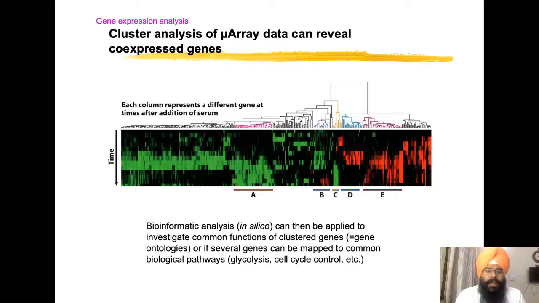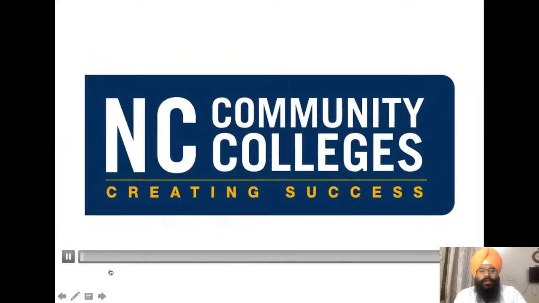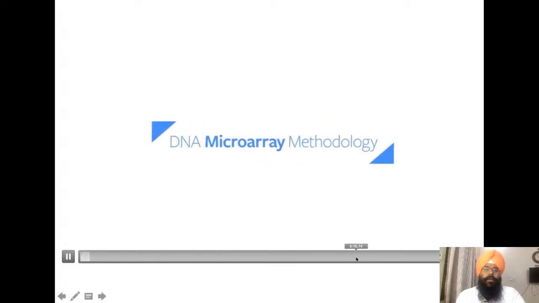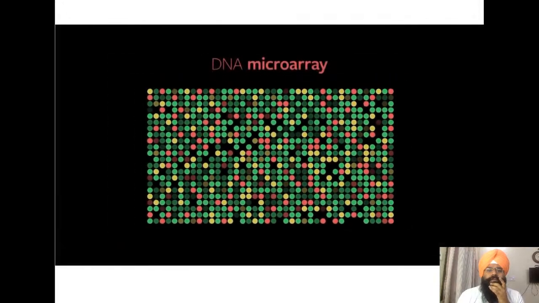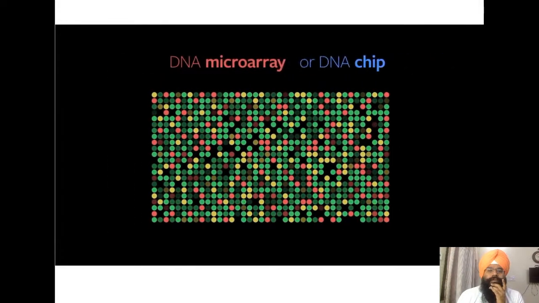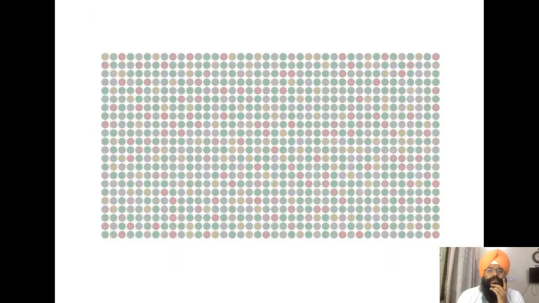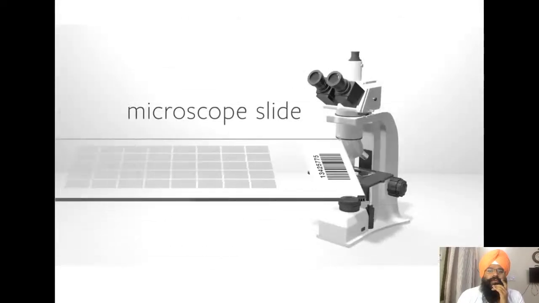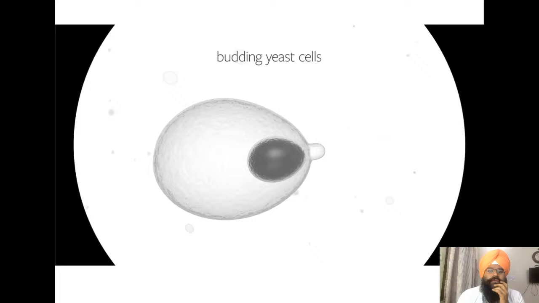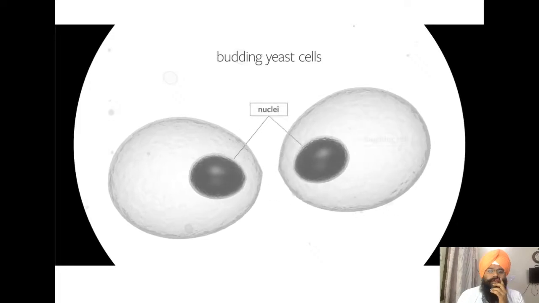That's the bioinformatic analysis of the same data. So let's go through one short video about it. This animation will demonstrate how DNA microarray experiments are performed. DNA microarrays, sometimes called DNA chips, reveal the expression of thousands of genes on a solid surface, such as a microscope slide. In this example, we'll use yeast as a model system to illustrate one use of microarrays.